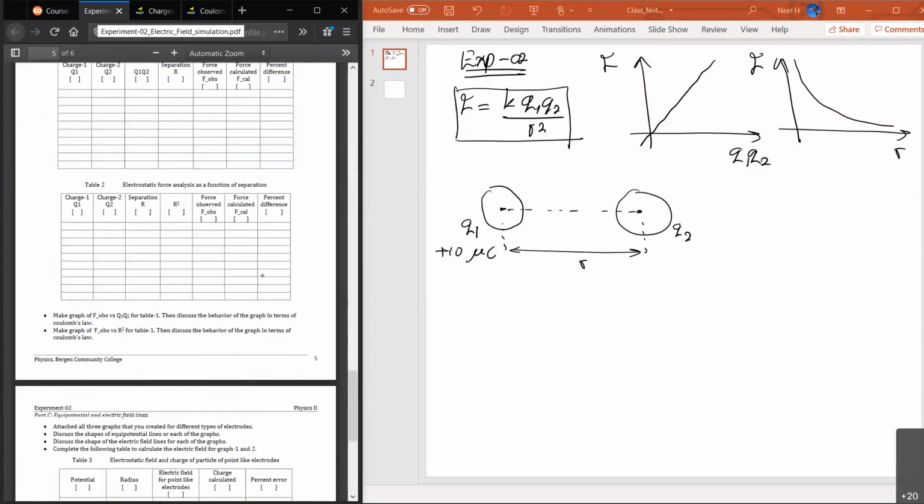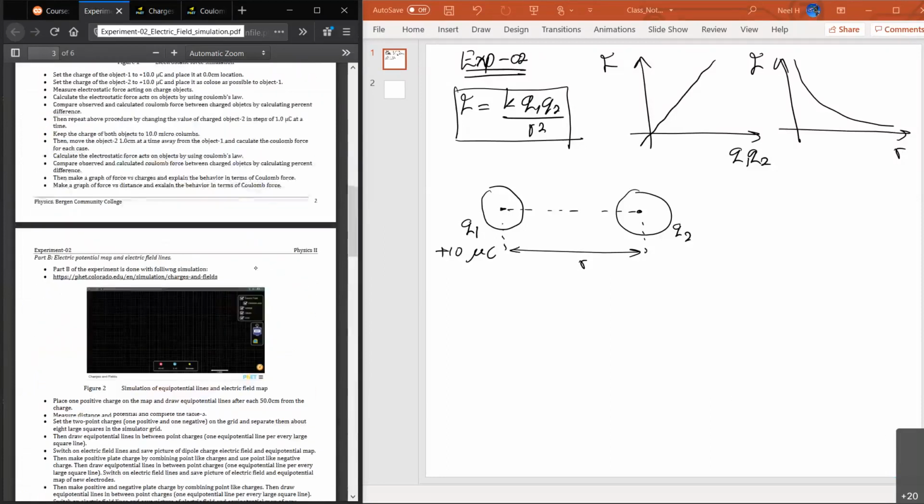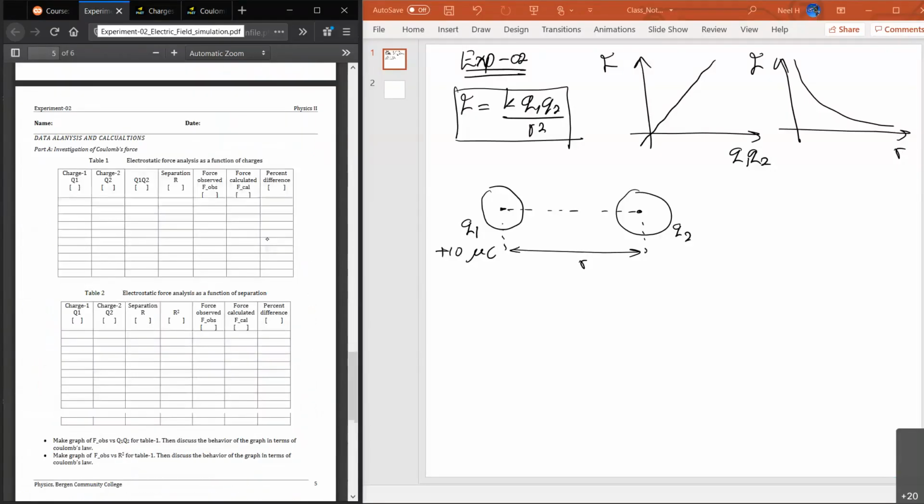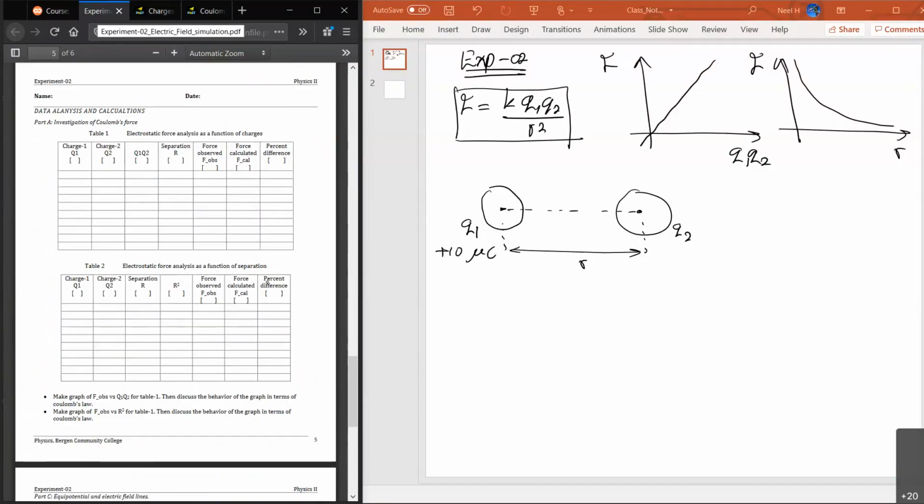If you scroll down, the procedure is explained right here step by step on page number 2, but let's take a look at the tables. These are data tables 1 and 2 for part number 1 of the experiment. In Part A, we are testing the electrostatic force, or the Coulomb force. In table number 1, you have object number 1, object number 2, the product of Q1 and Q2, the separation, force observed, and force calculated.